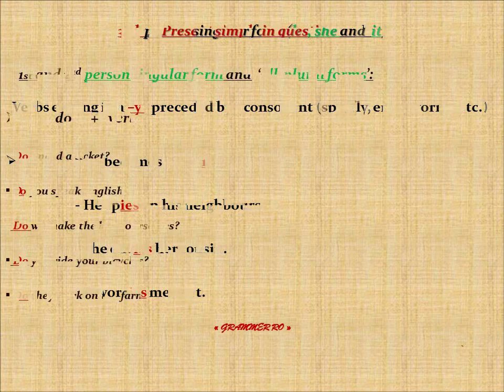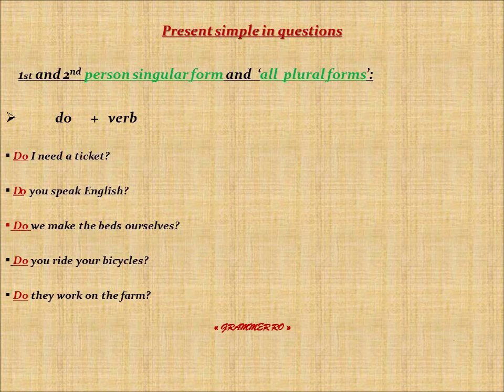So, in this part, we're going to learn how to make questions with the present simple. For the first and the second person and all plural forms, we put the auxiliary verb do plus the verb. For example, do I need a ticket? Do you speak English? Do we make the beds ourselves? Do you ride your bicycles? Do you work on the farm?